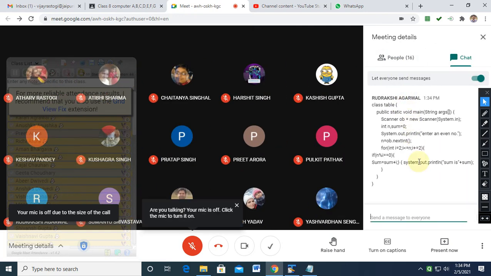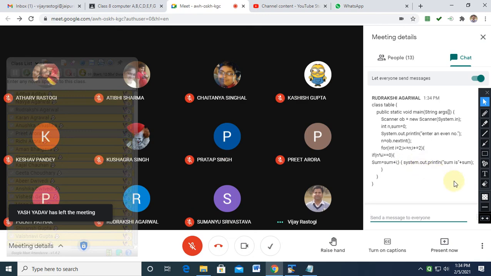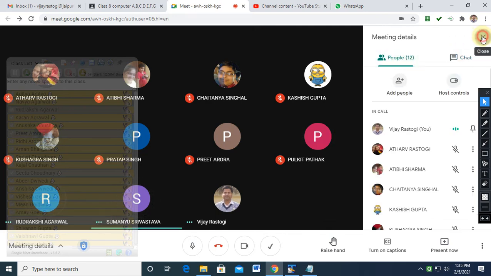Yes, Rudrakshi. Rudrakshi, still it is wrong, beta. You are printing inside the loop. You need to print outside of the loop, and then the S must be capital. Okay, Rudrakshi. Rudrakshi, yours is still wrong, beta. You are printing inside the loop body. Print outside of the loop.